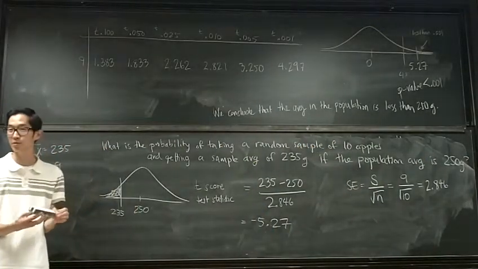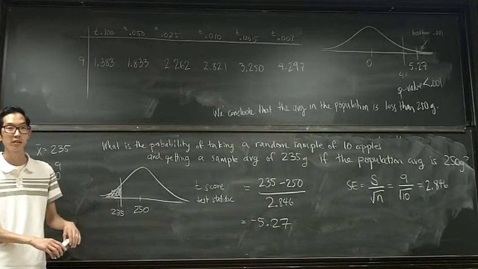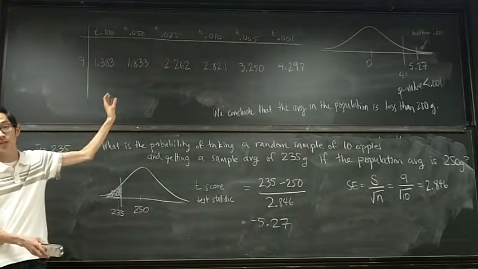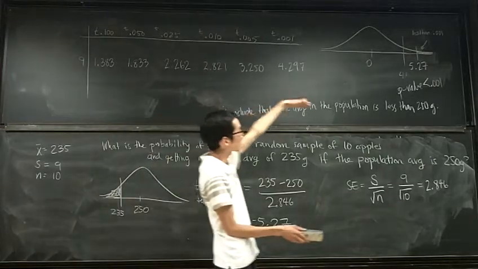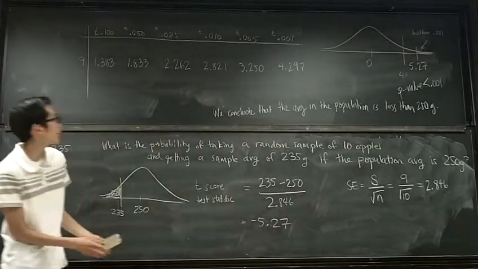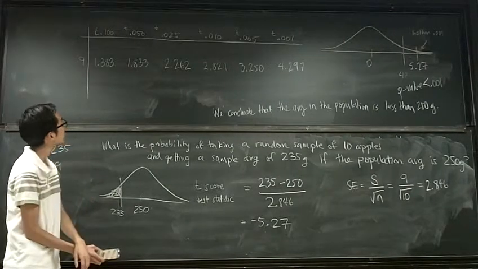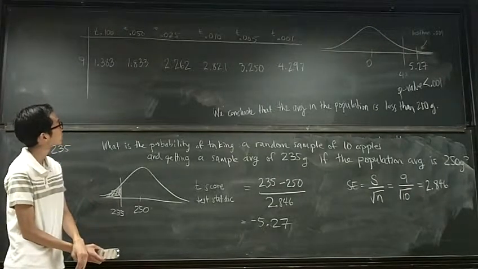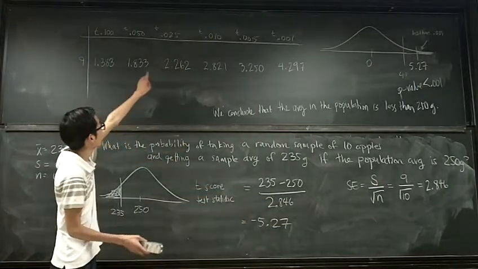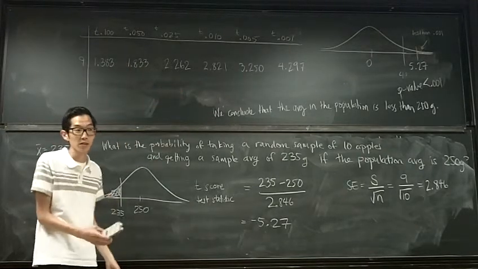Is this okay so far? You take that number, the 5.27, and you look on the table and say, where does 5.27 fit in this row? 5.27 is bigger than that, so we say it's less than 0.001. If this number happened to be 1.9, what would I say my p-value is? If my number ended up being 1.9, the answer would be between 0.050 and 0.025. That's how it works.